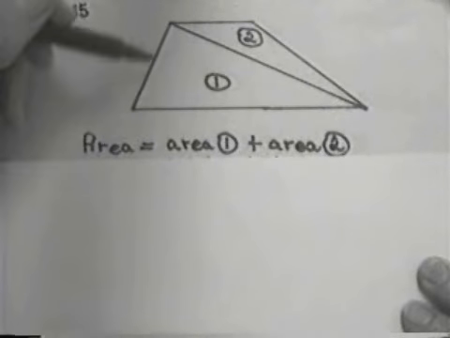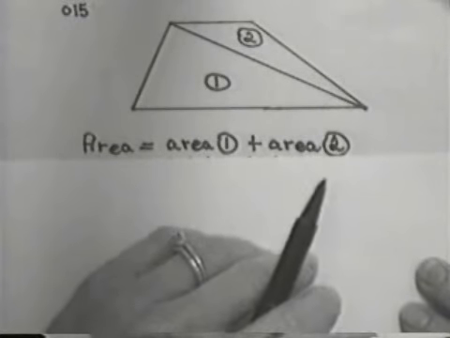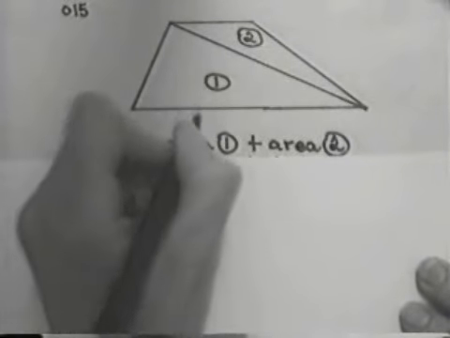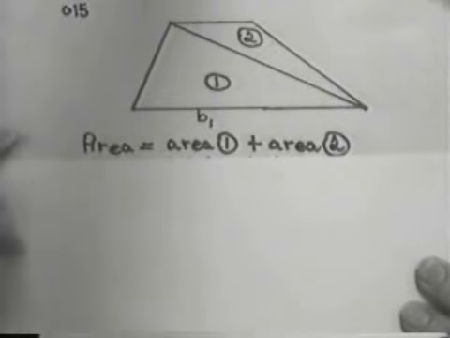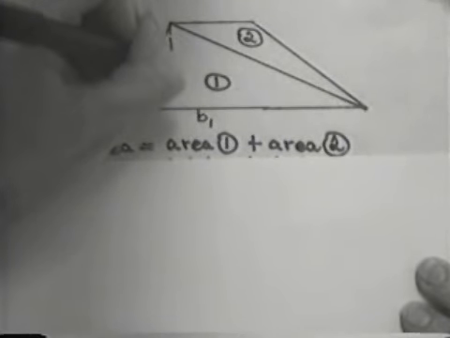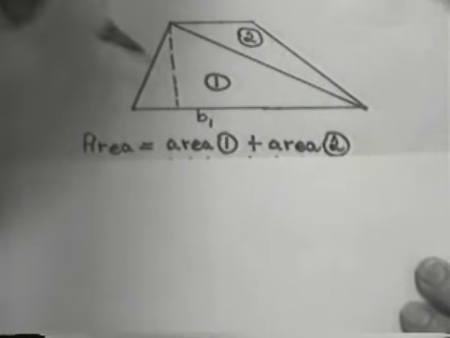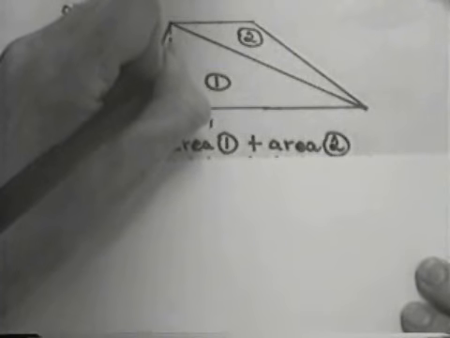Now, let's see about the areas of each of those. If I wanted to find the area of triangle 1, I need to know a base. I'm going to call the bottom side here the base, and I'm going to call it B1 because there's going to be another base for the other triangle. So I'm going to call that base B1, and then the height is going to come from this opposite vertex, and I'm going to call the height H.